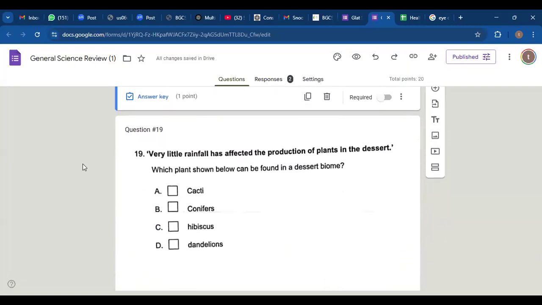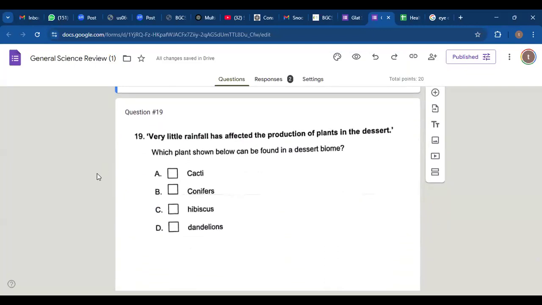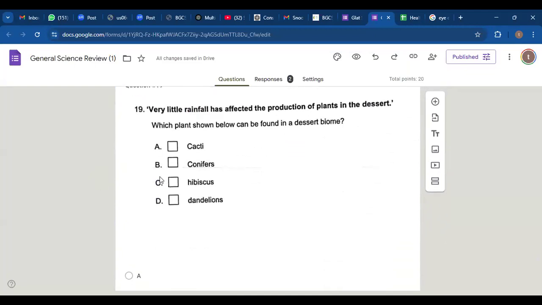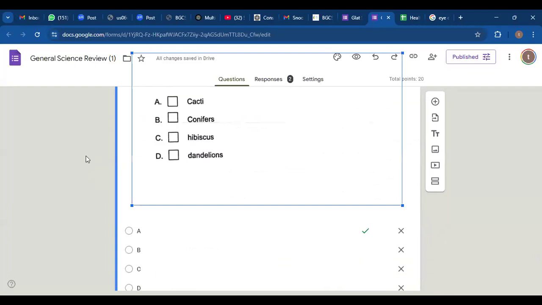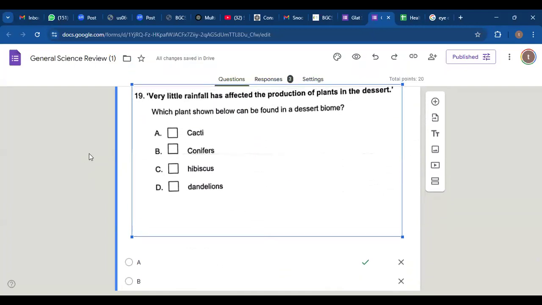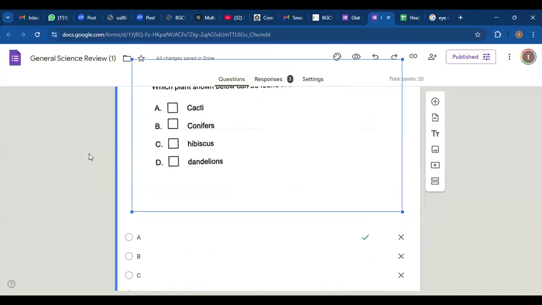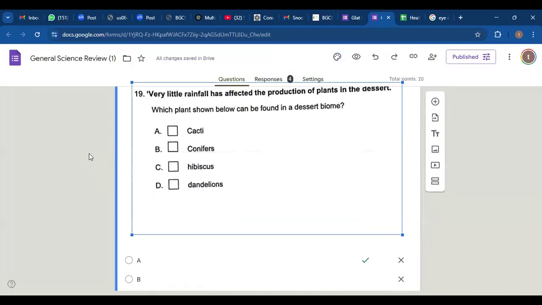Number 19. Very little rain has affected the production of plants in the desert. Which plant shown below can be found in the desert biome? Cacti. Cacti, very good. Which is basically a cactus. The cactus takes water from the very bottom of the ground. Exactly. Smart boy.